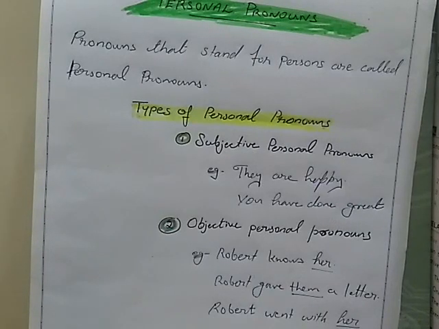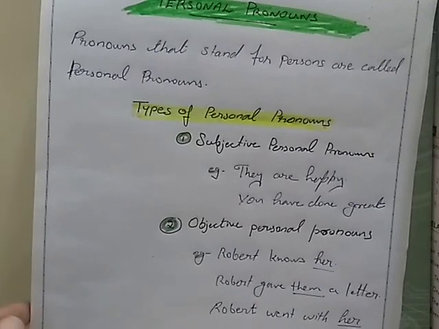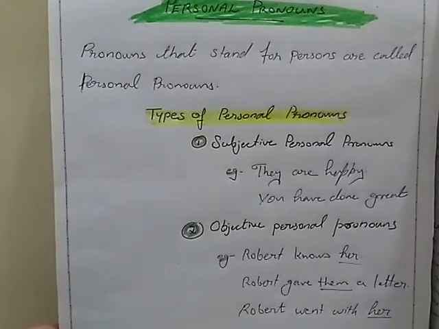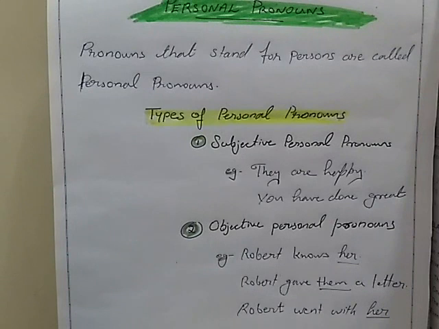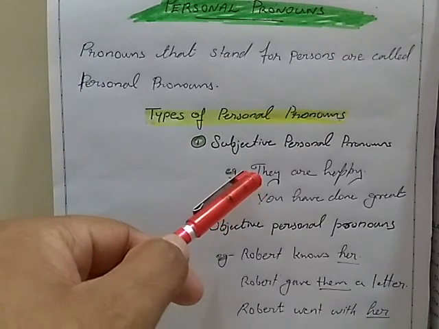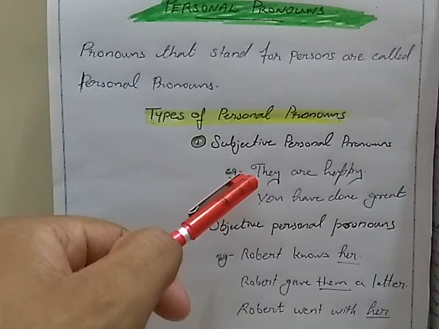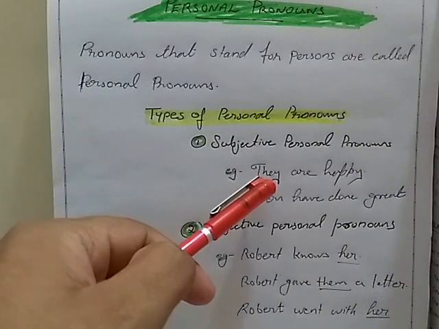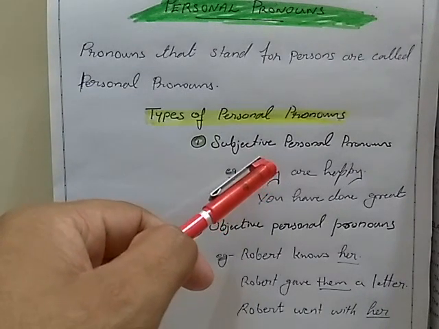Subjective personal pronoun: this type of personal pronoun works as a subject. I have told you earlier. In the sentence, if the pronoun is working as a subject, then we call it a subjective personal pronoun. Example also I have given here. You can see, they are happy. They is the subject here.